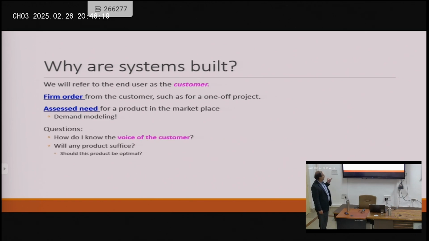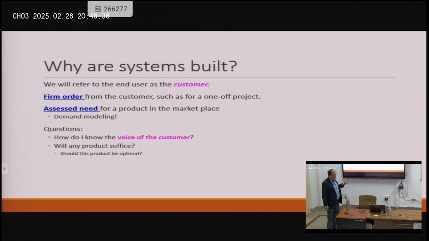And I also have highlighted a few times that I will refer to the end user as a customer. So even though customer has a connotation that somebody who goes to the market and buys something, customer is the end user in this case, okay? So just let me use that phrase.